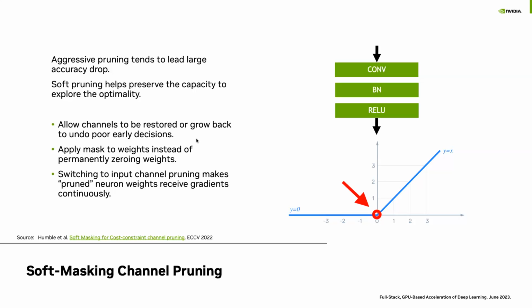Also, if we want to make sure that the pruned neurons can still receive some gradients during the following steps, we can switch to input channel pruning, because in modern architectures, layers like ReLU are commonly applied. If there is a ReLU, for example, then the channels with 0 output will just receive 0 or undefined gradient, so the weights of the pruned channels might not be able to be updated. In this case, we can switch to input channels and apply the soft mask there.